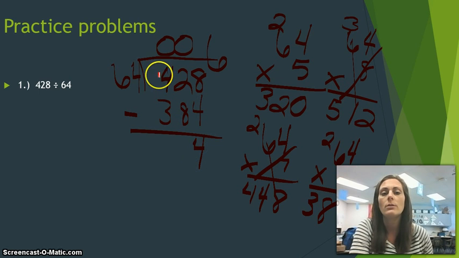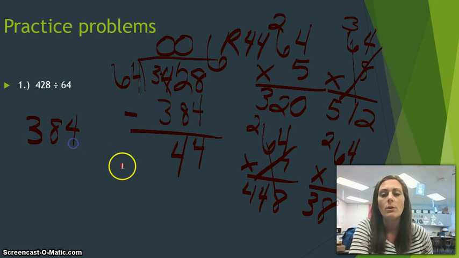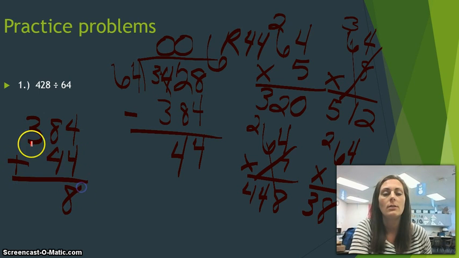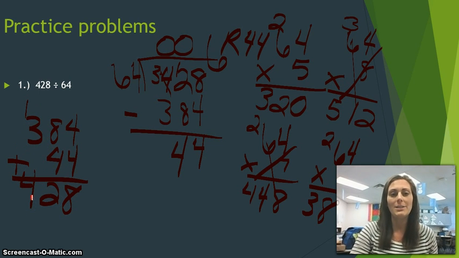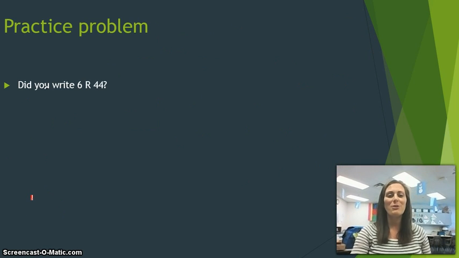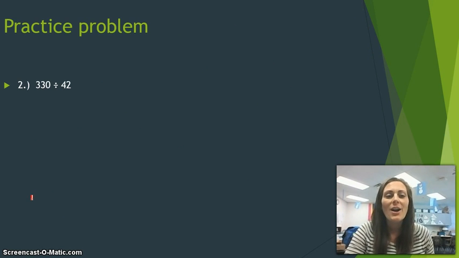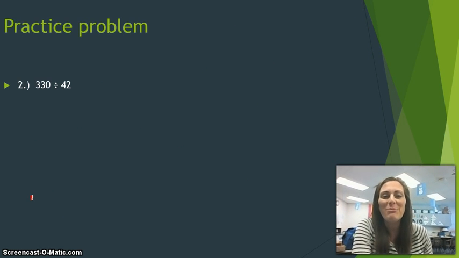Subtracting, 428 minus 384 is 44. So 6 remainder of 44. The remainder is less than our divisor. If we have 384, which is what 64 times 6 is, and we add 44, if we get 428, we are on the right track. 428. 6 remainder of 44 is correct. Yay! Our next practice problem is 330 divided by 42.